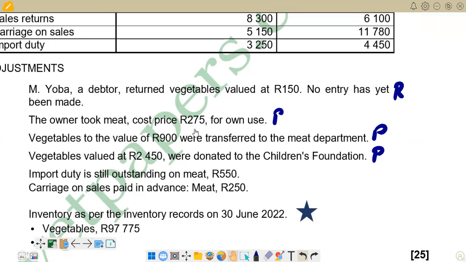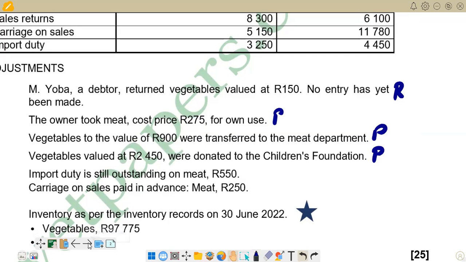So we are going to subtract this one. This one was taken to reduce the purchases for meat, 275. Then if you look here, they are saying also vegetables to the value of 900 were transferred to the meat department, which means these ones were taken from vegetables and then they are now in the meat department. So the purchases of the meat department is going to increase by 900. So we subtract here, we add here, and that's the adjustment that we have there.